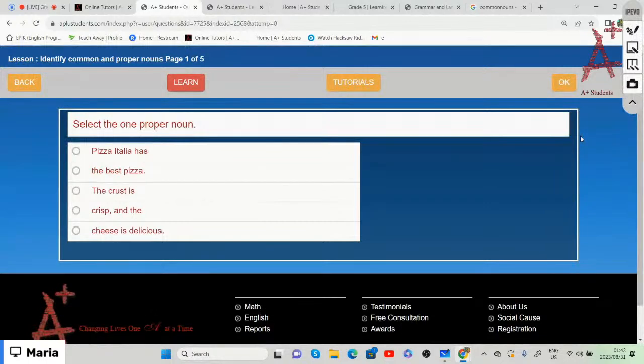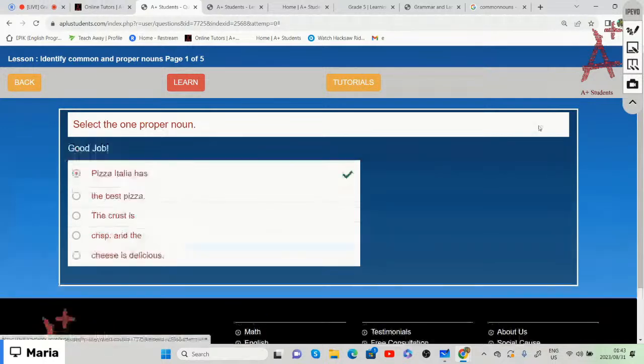Pizza Italia has the best pizza. The crust is crisp and the cheese is delicious. We need to choose the one proper noun within the sentence. The proper noun. All right, so if we choose the one proper noun within the sentence, we are going to choose the first one, which is Pizza Italia.